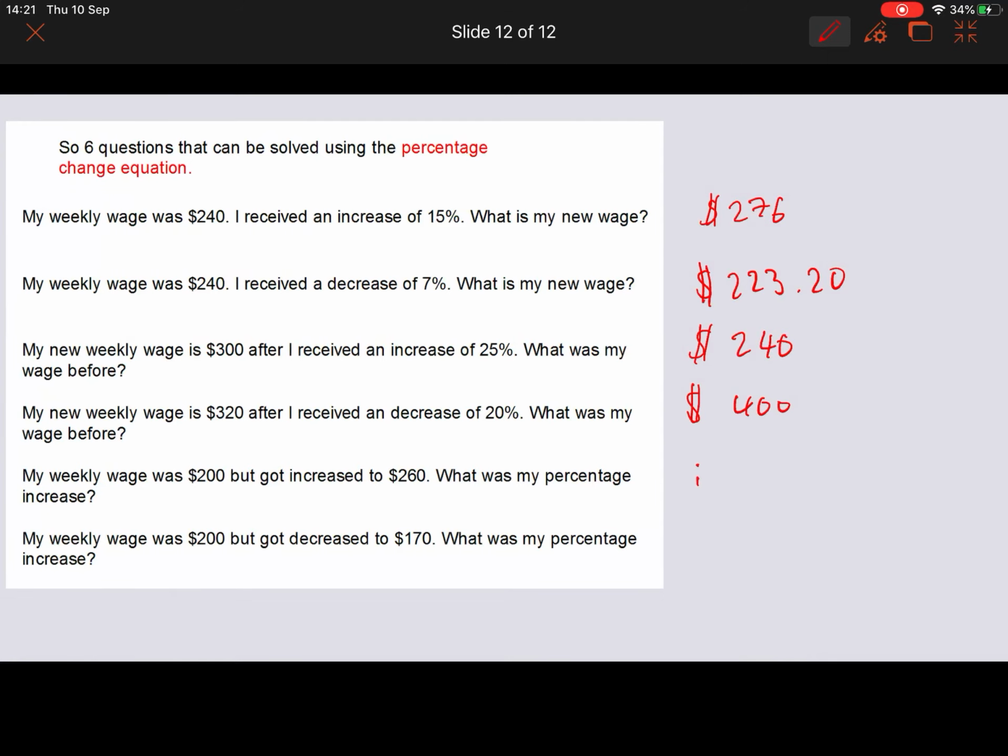And then the next one should be $400. Then the fifth one should be an increase by 30%. And the last one should be a decrease by 15%.